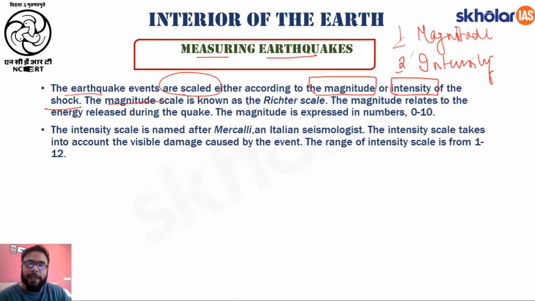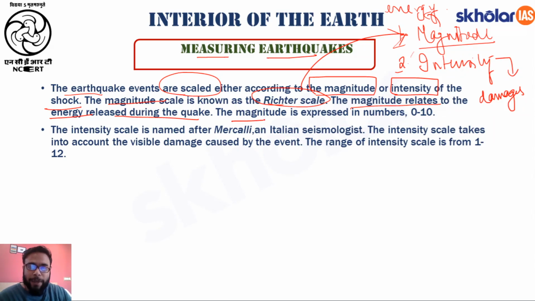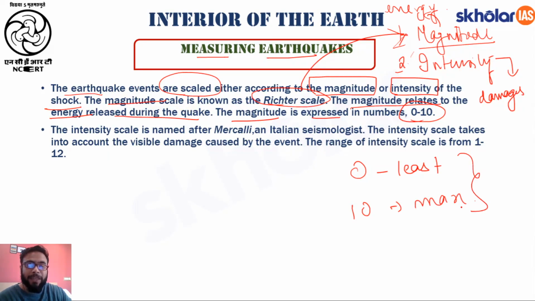So the magnitude scale is known as the Richter scale. The Richter scale is used to measure the magnitude of the earthquake. Fine. And the magnitude relates to the energy released during the quake. So intensity talks about the physical damage caused by the earthquake, whereas magnitude talks about the amount of energy released during an earthquake, right? And this magnitude, measured with the help of the Richter scale, is expressed as a number between 0 to 10, 0 referring to the least energy released and 10 to the maximum energy released, right? So this is about the Richter scale.